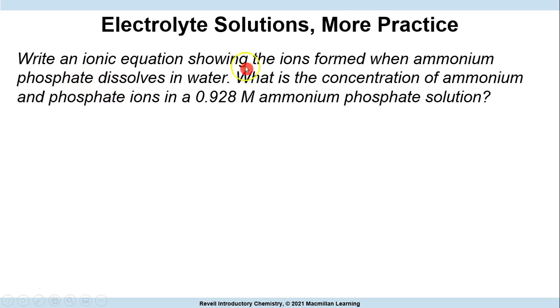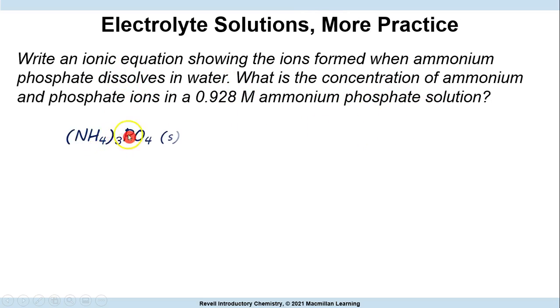Now, write an ionic equation showing the ions formed when ammonium phosphate dissolves in water. What is the concentration of ammonium and phosphate ions in a 0.928 molar ammonium phosphate solution? So first of all, we are going to start with the formula of ammonium phosphate and how it dissolves in water. So if you don't know the correct formula, you are going to have it wrong.